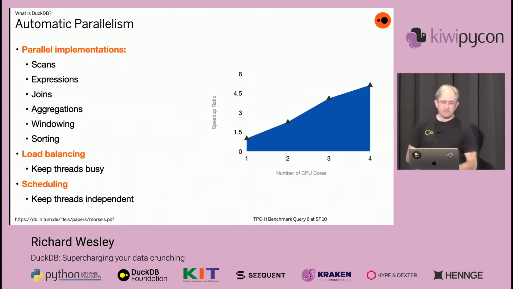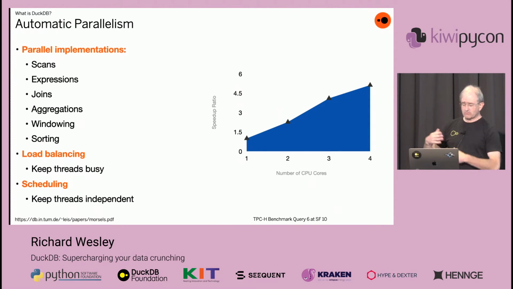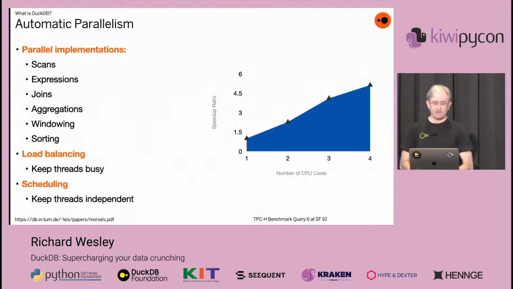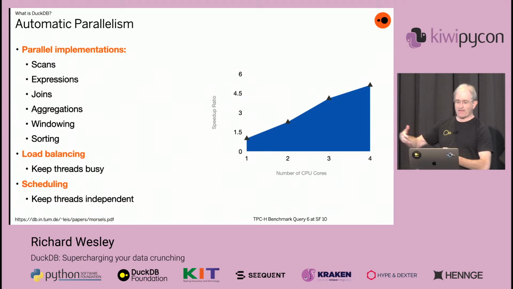We can also do automatic parallelism. All of the major relational operations have been parallelized. So scanning, computing expressions, if you've got just some arithmetic you're doing, we will do it completely in parallel, one block on each core. We have parallelized our joins, our aggregations, and the windowing is highly parallel as well. And parallelization is actually somewhat difficult. You have to make certain that you have your load balanced and that things are scheduled properly. Load balancing means you want to keep all of the threads busy. And scheduling means that you want to make it so that you're not trying to do things that depend upon each other.